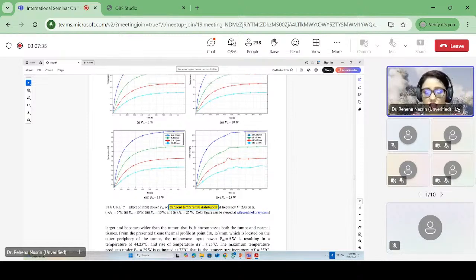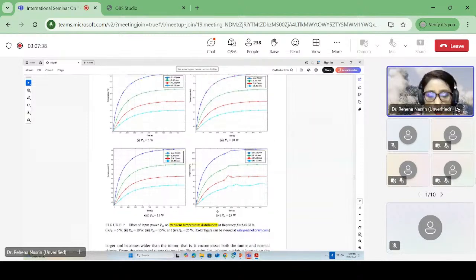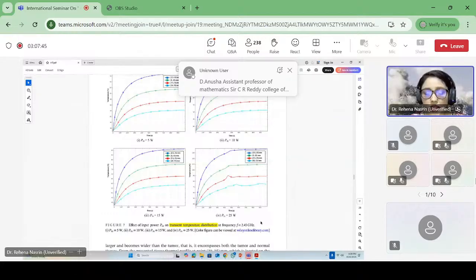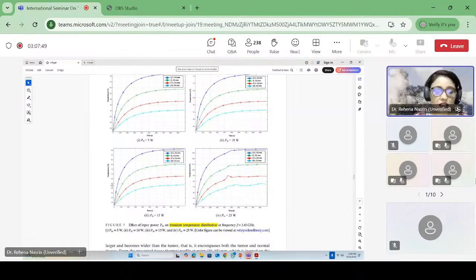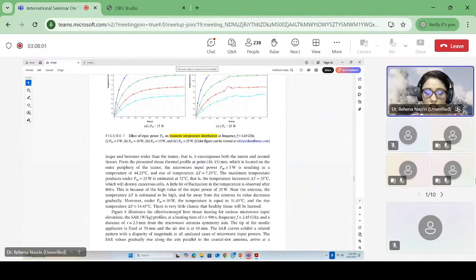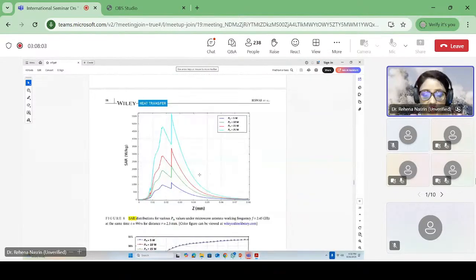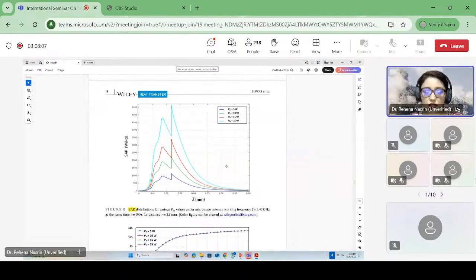We show here the transient temperature distribution. We consider 0 seconds to 1000 seconds. We run the simulation, and as the simulation time increases, you see that your liver temperature, that means the average temperature of the computational domain, also increases. So doctors should consider this case also, how much time we need to ablate the tumor step by step.